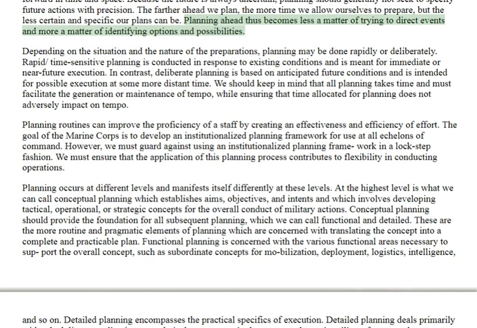Planning ahead thus becomes less a matter of trying to direct events and more a matter of identifying options and possibilities. Depending on the situation and the nature of the preparations, planning may be done rapidly or deliberately. Rapid/time-sensitive planning is conducted in response to existing conditions and is meant for immediate or near-future execution. In contrast, deliberate planning is based on anticipated future conditions and is intended for possible execution at some more distant time.